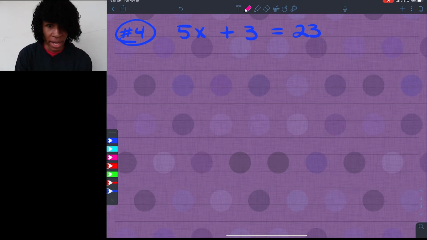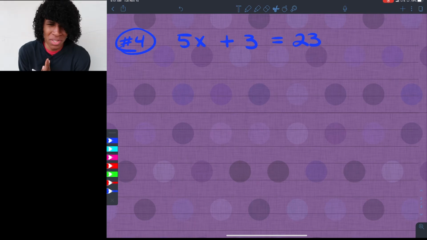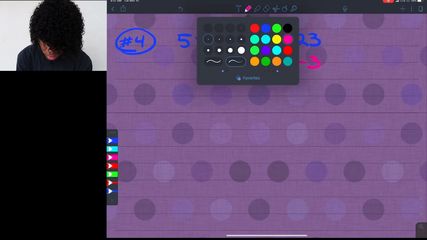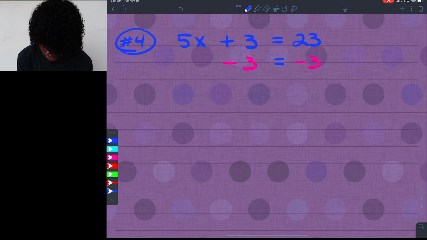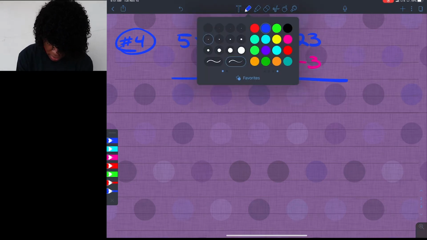Let's subtract the 3 out of here because we've got 2 things blocking the x. We got a 5x and we got a plus 3. So let's do the simple stuff first. Minus 3 on this side. What you do to one side, you must do to the other. Subtract 3 here too. I'm gonna go ahead and bring down the equal sign. Put down my bar. And what are we left with?